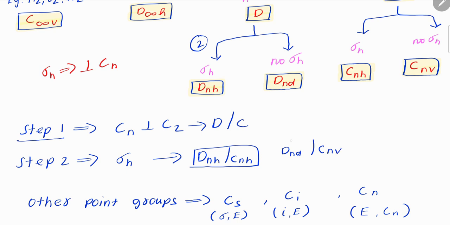That's all here. Just 2 steps are enough. Other point groups are very minor. Cs means only sigma and E, no C rotation, no rotation, nothing. If Ci, then no sigma plane, no rotation, nothing, only E and i. If Cn, then only E and Cn, no sigma.